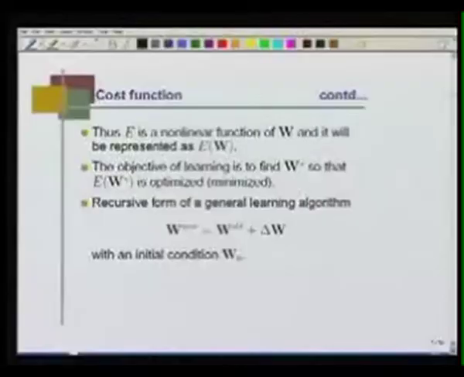Thus, E is a nonlinear function of weight vector W, and it will be represented as E(W). You understand why we are writing E(W): E is exclusively a function of W when we train a neural network. The objective of learning is to find W star such that E(W star) is minimized. Usually we minimize the error. So, the recursive form of a general learning algorithm is W new equals W old plus delta W, with an initial condition W naught. We start with some initial condition.